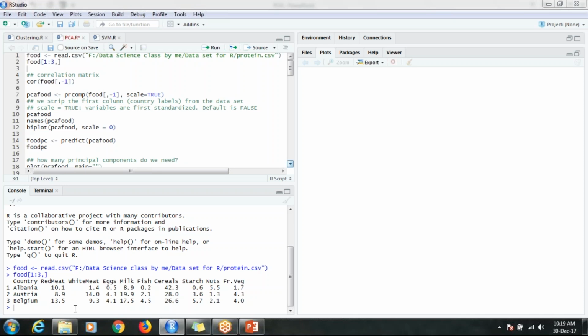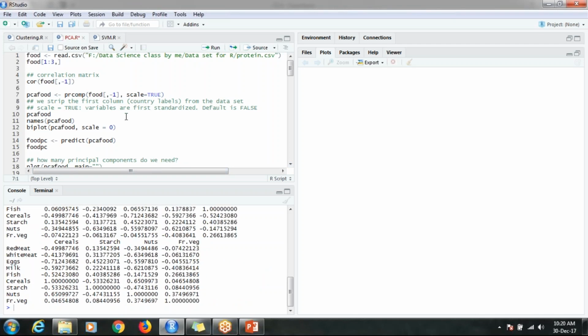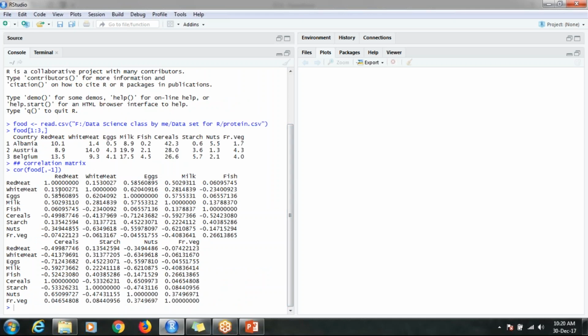So here I have all the variables. Now let me do one thing. Let me try to make a correlation between all the variables that I have, ignoring the country, because country is a character variable and it won't make sense to compute a correlation for country. So omitting country and considering all other variables, let me do that. Here I have -1, which will omit country and consider the other variables. So here I have the correlation matrix.